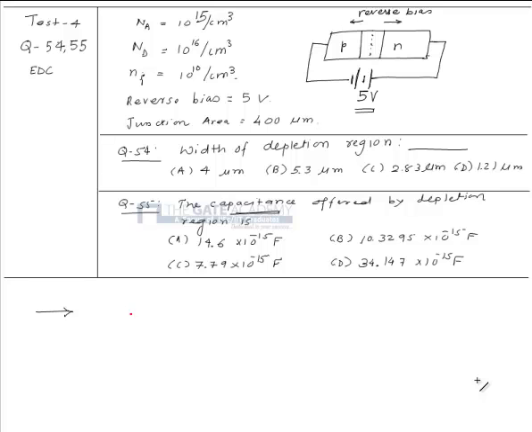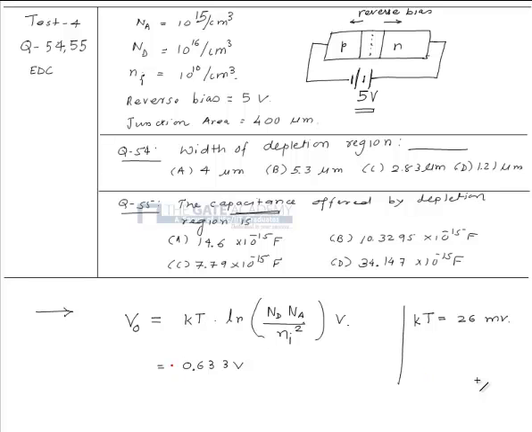Now we should remember a few formulas. One is V0 is KT into natural logarithm of ND NA upon NI square volt. That is a cut-in voltage. So we can find out this by KT is 26 millivolt and ND, NA and NI is given. So this becomes 0.633 volt. If you substitute all the values, you get this.